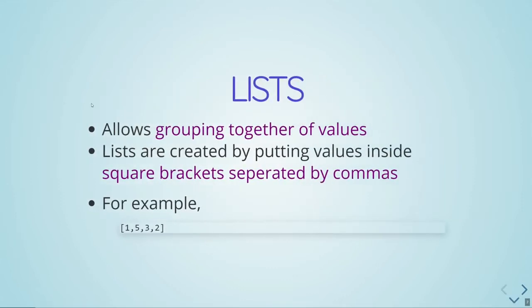Before we get into that though, let's talk a little bit about our favorite data type, lists. So lists, you've already seen them. It's hard to do much work in Haskell without them. They allow the grouping together of values using a special syntax, these square brackets, with each element separated by a comma.